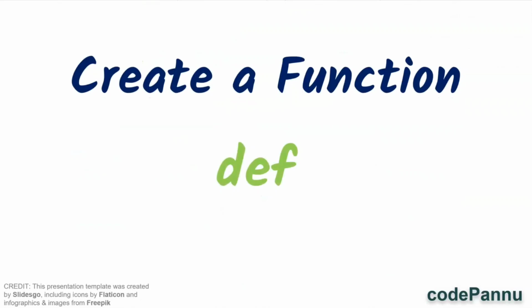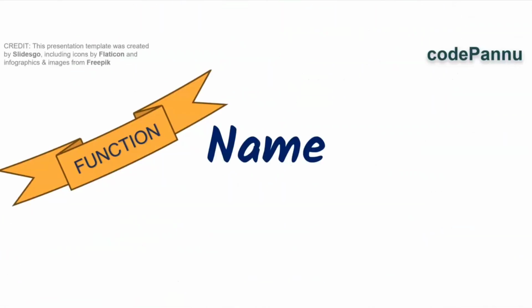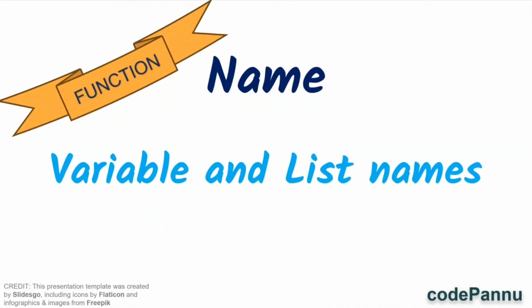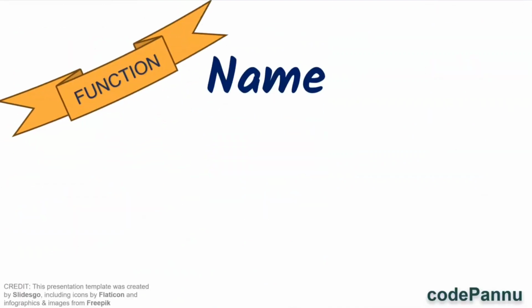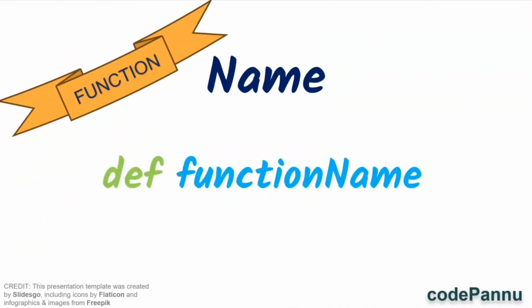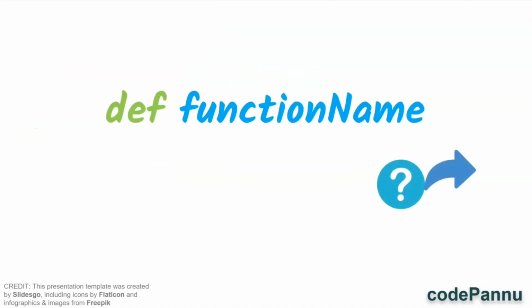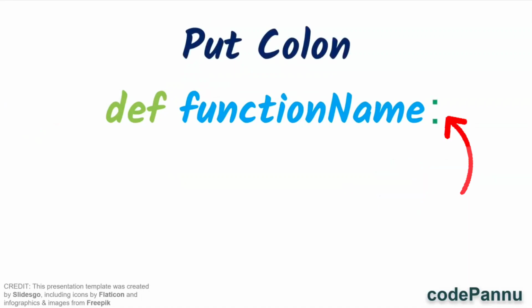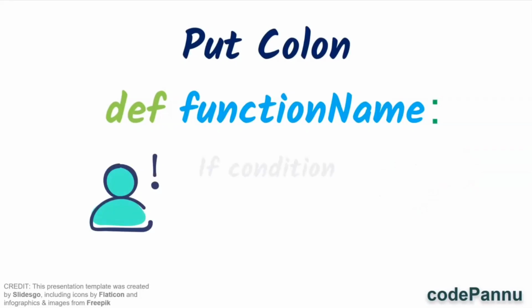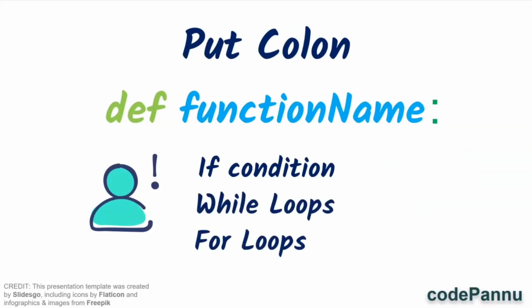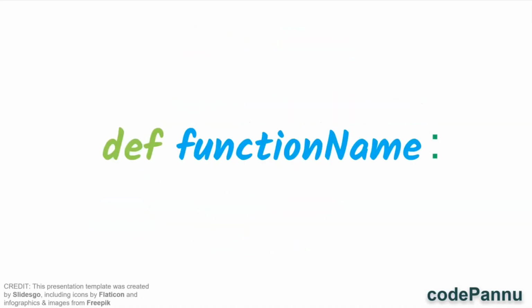After the word def, we are going to give a name for the function. Just like variable names and list names, we can give any name we like. Let me just write it as function name. Okay, so we wrote def, then we will put our function name. Next what? Next, we should put colon. Do you remember we use colon when we write if conditions, while loops, for loops, etc.? In the same way, we put colon here also at the end.